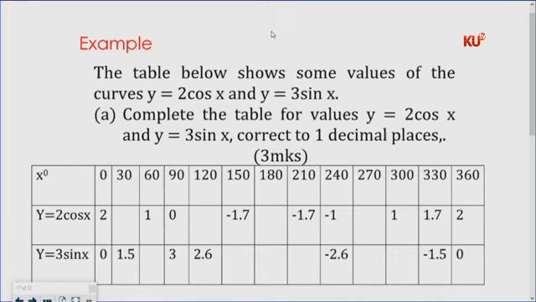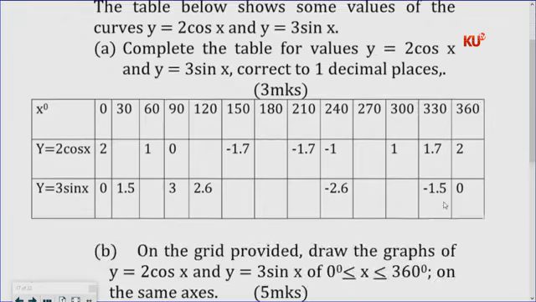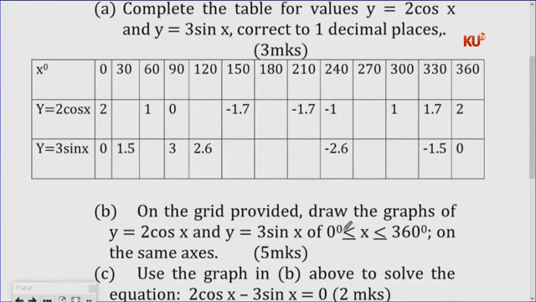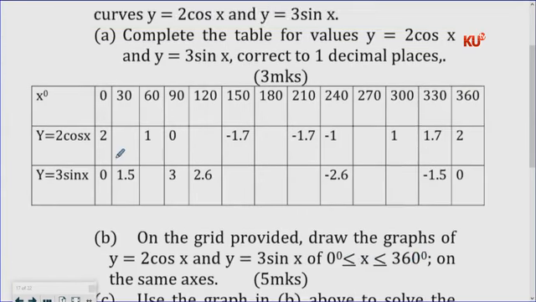So let's quickly fill this particular table. Here now you need to have your calculator. You need to have your calculator. These are all degrees, 90 degrees, 120, up to the last degree, which is 360 degrees. We are using 0 to 360 because that is the range that was given, 0 degrees to 360 degrees. So let's work out this, learner.